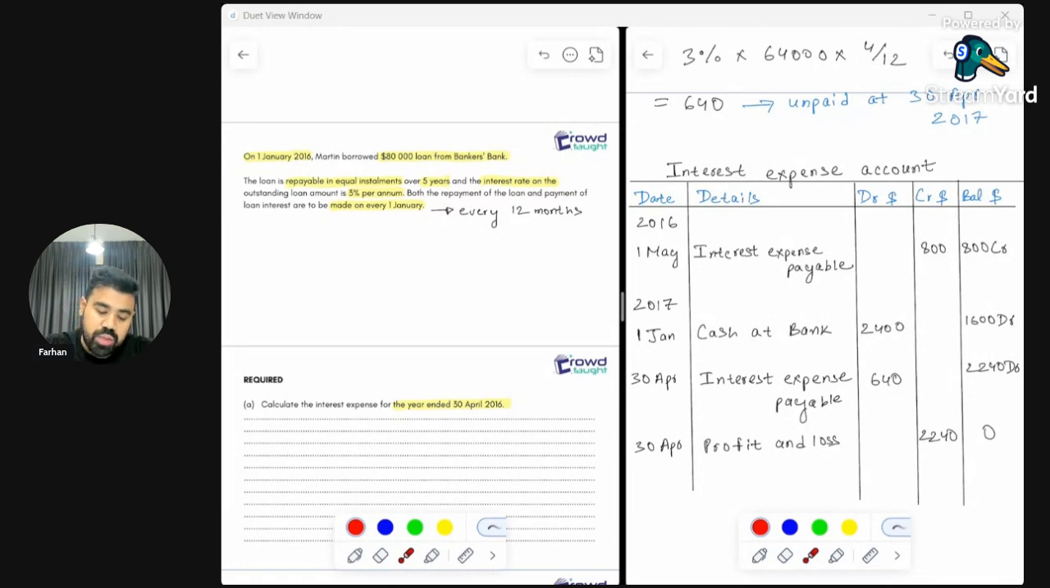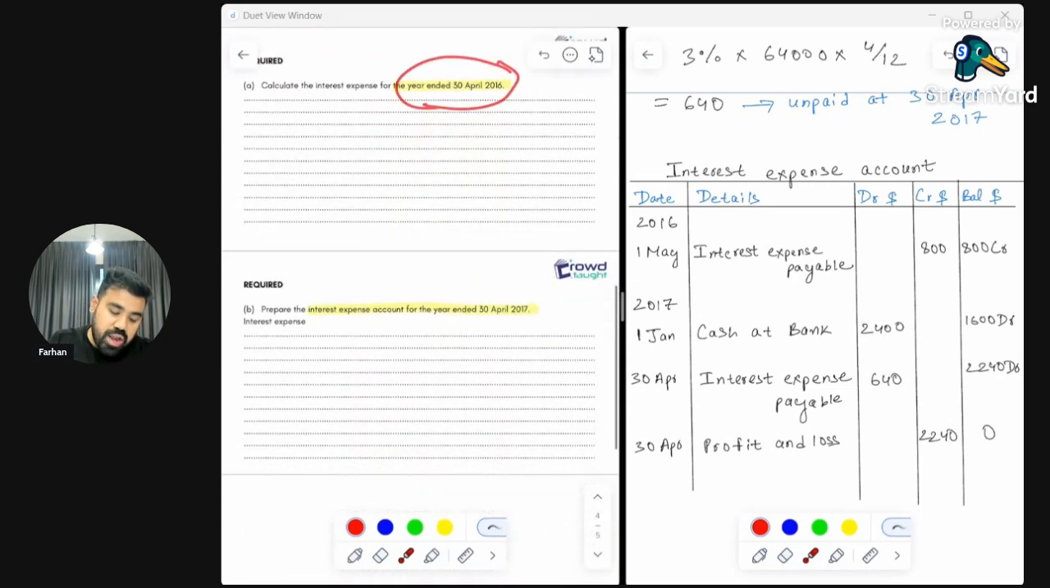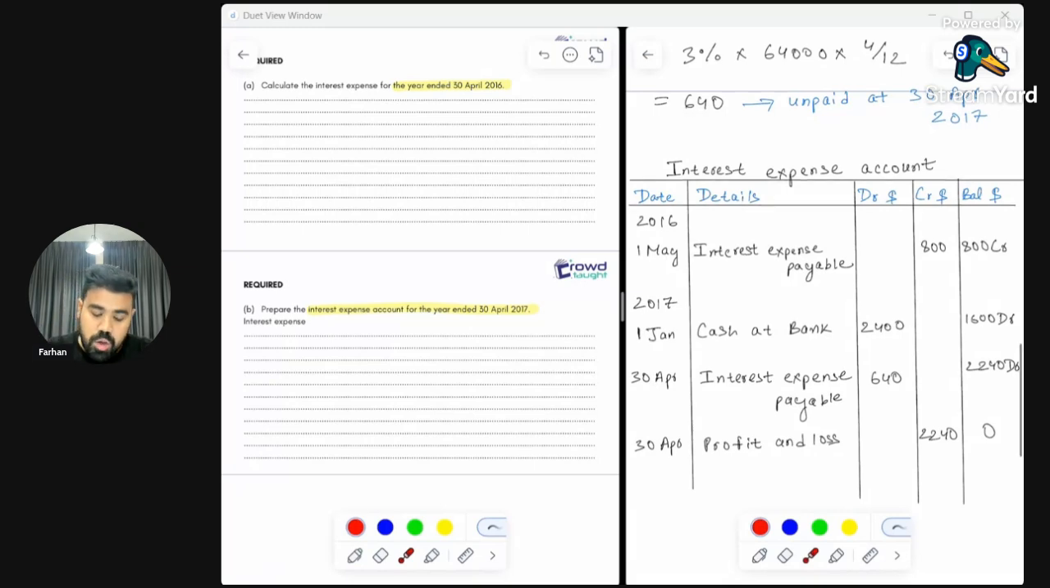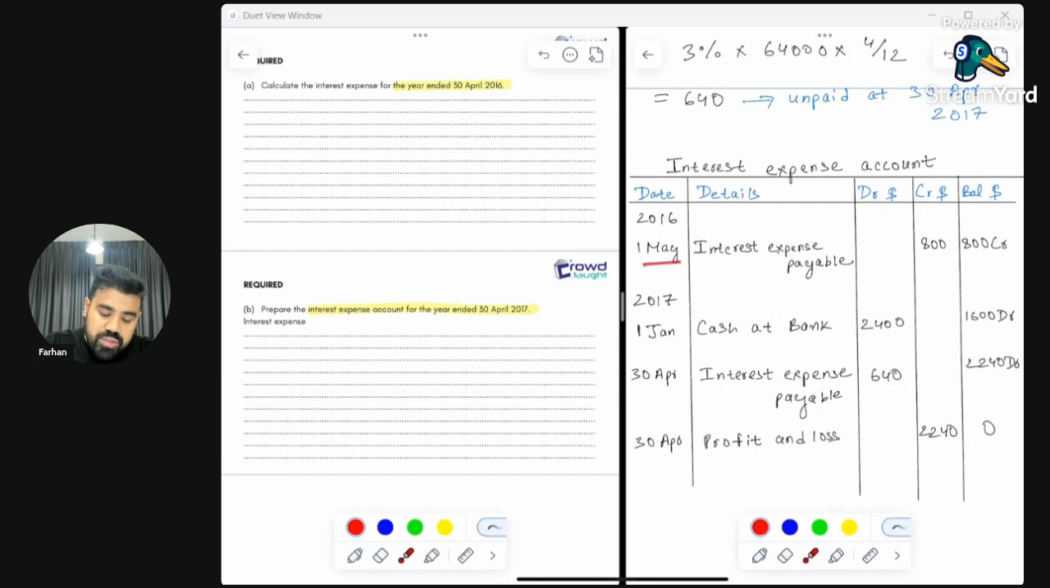Okay. To begin with, we are preparing this interest expense for the year ended 30 April 2017, which the question clearly mentions. That means it's going to start at 1 May 2016 and end on 30 April 2017. So everything that happened in between is basically our concern for preparing this interest expense ledger account. To begin the financial year on 1 May 2016, I am starting with the liability balance that we had from 30 April 2016.